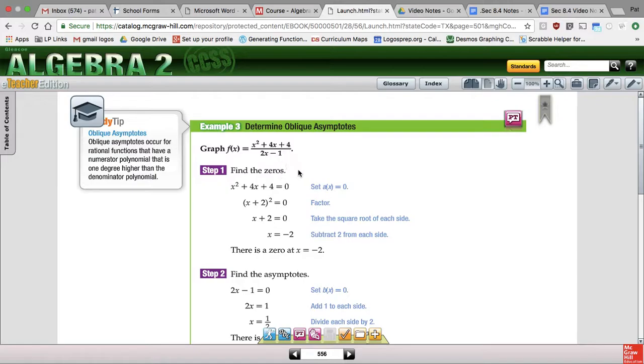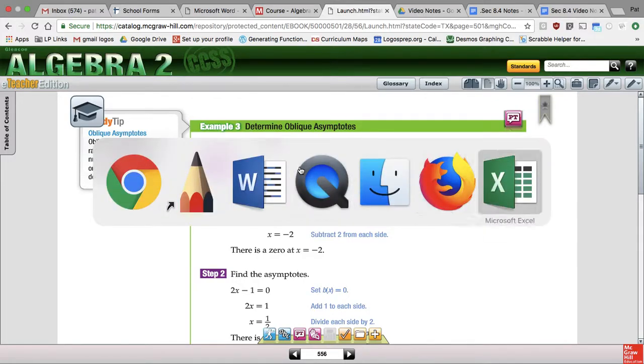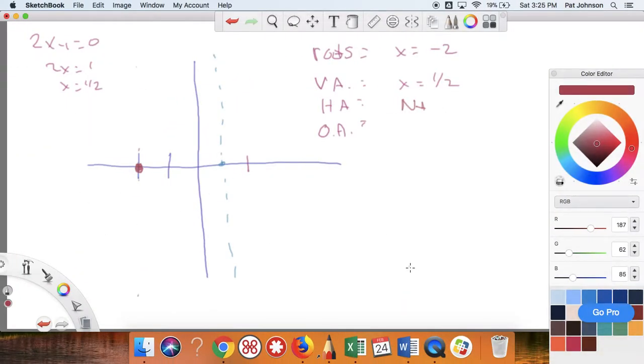We're going to take x squared plus 4x plus 4, and we're going to do long division. We have to remember how to do long division, divided by 2x minus 1. So when we do the division, I'm not going to do it here, you're going to get 1/2 x plus 9 over 4. And we can talk about this in class and review this if it's important.